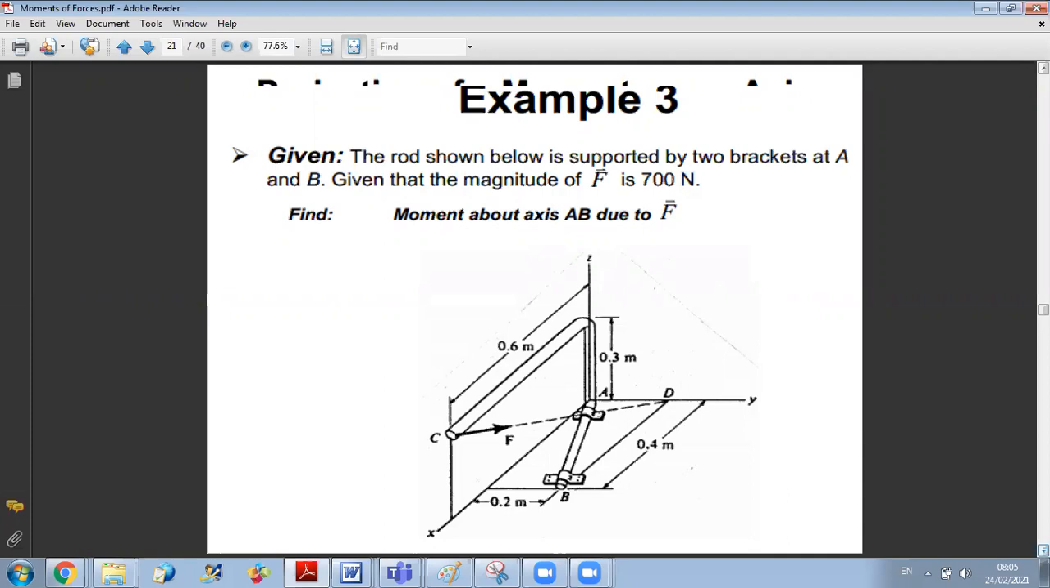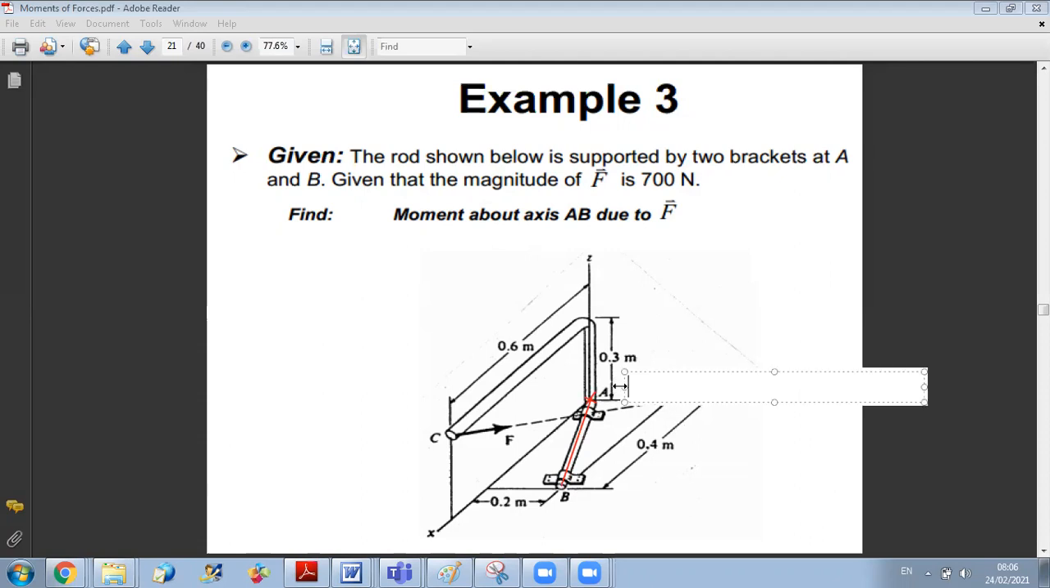So whenever they ask me to find the moment of a force about an axis, the first step I do, I select a point on the axis. So here my axis is AB, I can take point A or I can take point B. So I will take the point with the simplest coordinates. You can see that A is the origin of my frame, so it's easier to work with A. The coordinates of A are 0, 0, 0. And for B, the coordinates are along x 0.4, along y 0.2, and 0 along z.